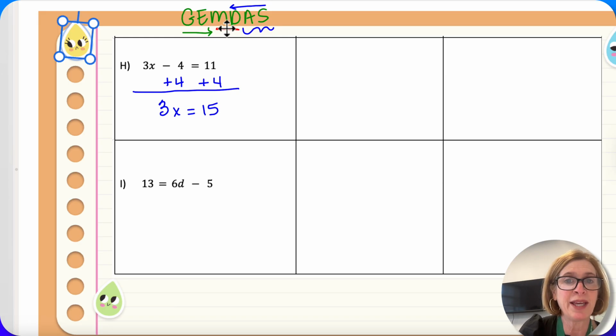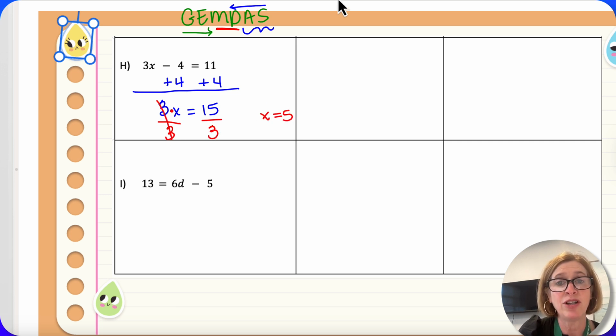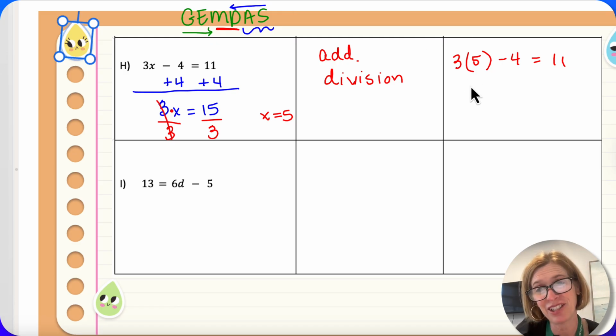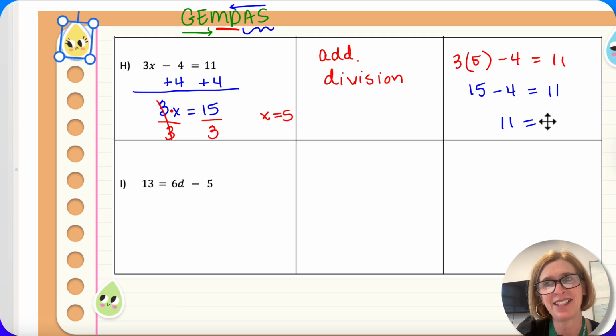Then I move on to multiplication and division. So I see that 3 is being multiplied to x. So I have to divide both sides by 3. That will leave me x equals 5. So my inverse operations were addition and then division. And again, if I plug 5 in, it is going to make the equation true, or it should. And if it doesn't, then you made a mistake in your calculations. So 15 minus 4, does it equal 11? And it does equal 11.